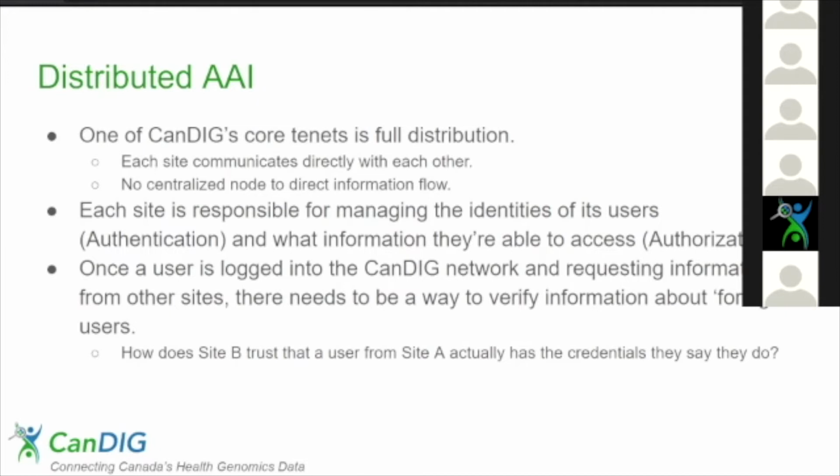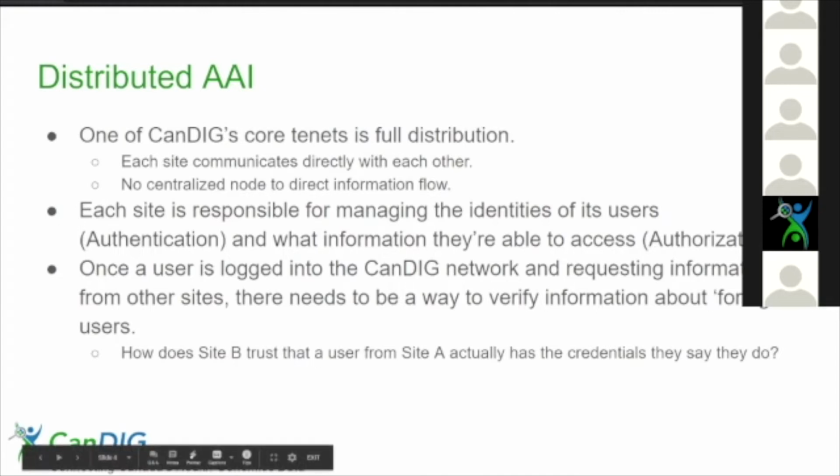they're able to access. This presents us with a situation where we can have a user that is affiliated with site A who logs into the CanDIG system, but then could ask site B for information that site B contains. Now, site B won't actually know anything about this user who is affiliated with site A. So we have to have ways for sites to communicate authorization-related information between them. And we also have to have ways for sites to verify that the information about this user can be trusted.